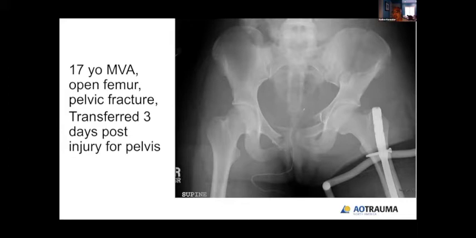When she presented, she had some hemodynamic instability, and you can see a coil where she had an embolization of the obturator artery. And while not uncommon, you can have injuries to the vessels in a lateral compression type injury. You can see she's in traction for when she was transferred for her pelvis.